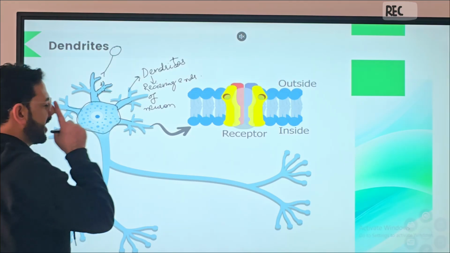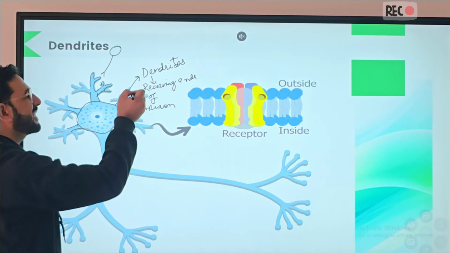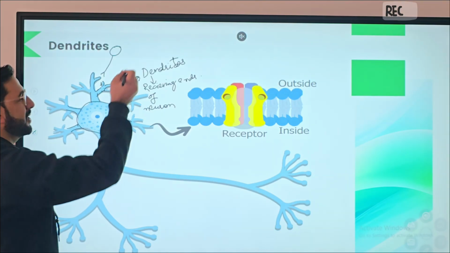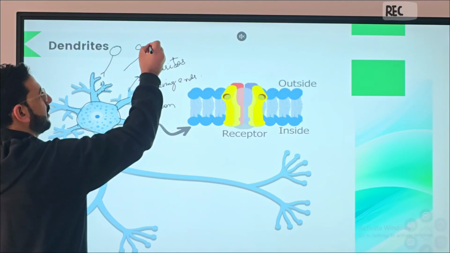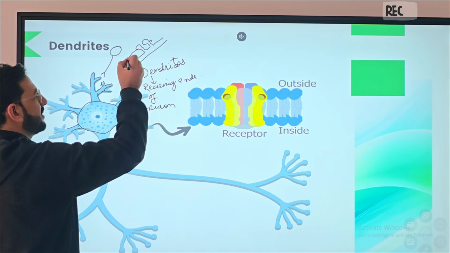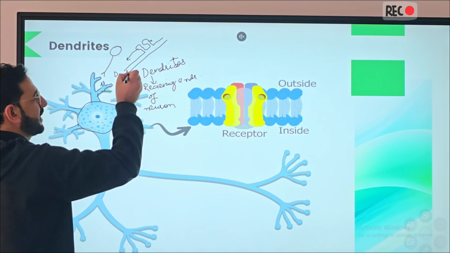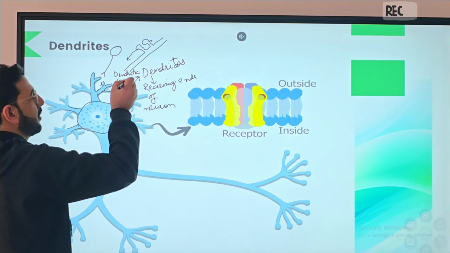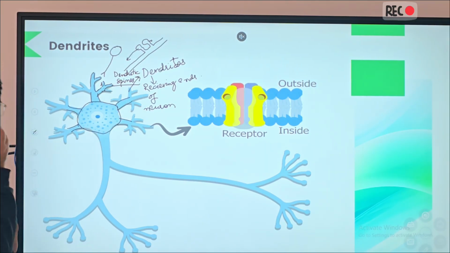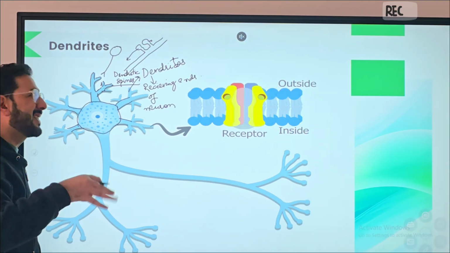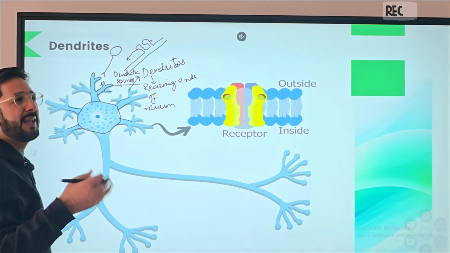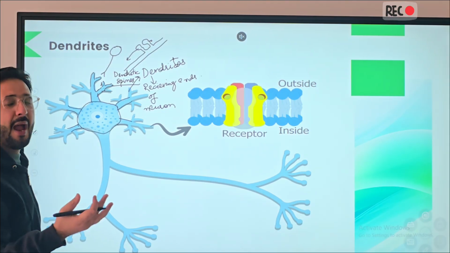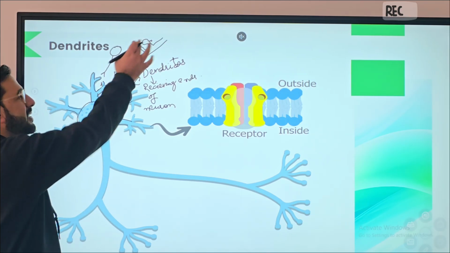Okay, and these dendrites also have little extensions. For example, this is the dendrite. It has little extensions like this, and these little extensions are called dendritic spines. Now, these dendritic spines are very important, because they are exactly the receiving end. For receiving the impulse, it has to have the receptors and the channels, and those receptors and channels are present on these dendritic spines.